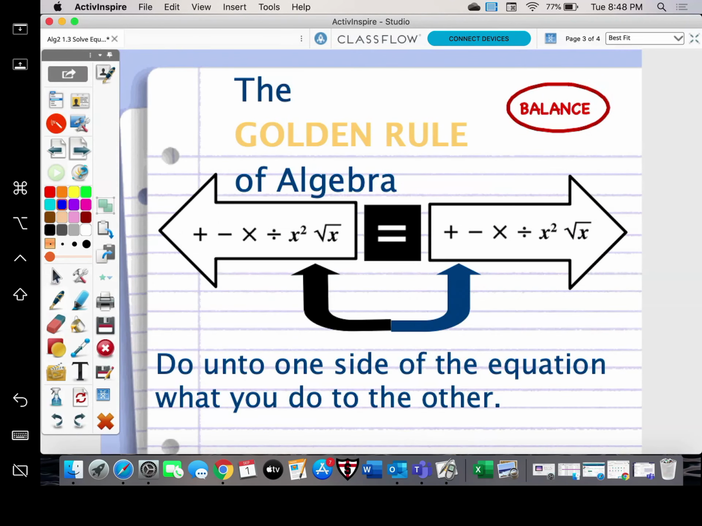The golden rule of algebra, more like if algebra had its own set of commandments, this would be commandment number 1. It's that important. Do unto one side of the equation what you would do unto the other. Remember that one always, and algebra is a piece of cake.